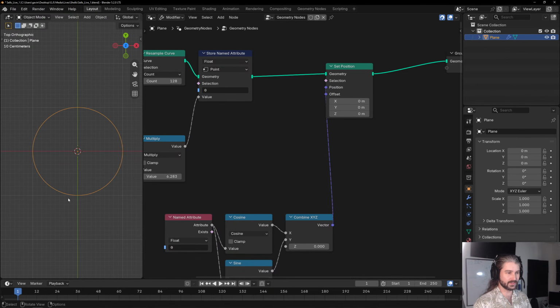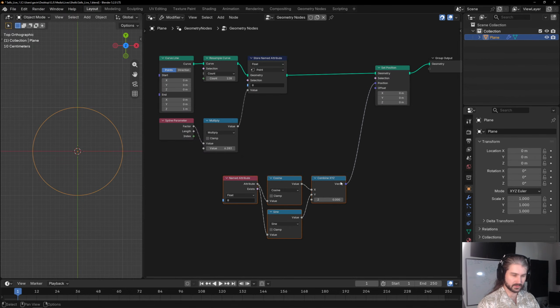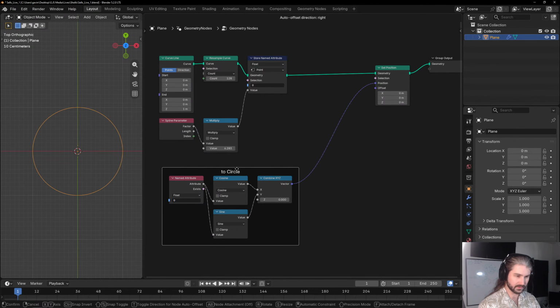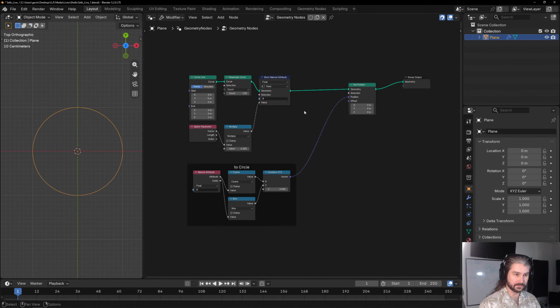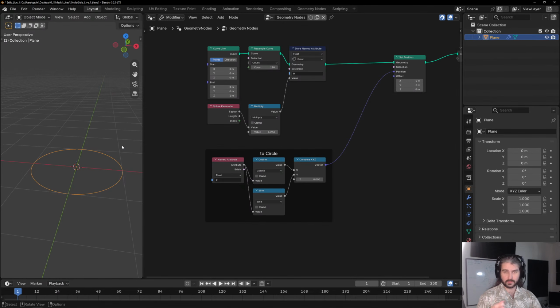But how do we convert this circle into something that's a little bit more shell-shaped, right? Let me just label this real quick before I get lost in my nodes here. There we go. Okay, so how do we get this to be something a little bit more interesting? Well, shells are what we call, well, they form a, and I just blanked on the word.